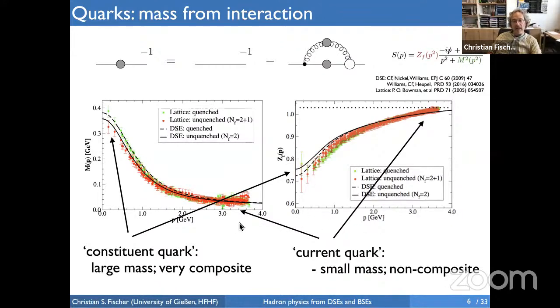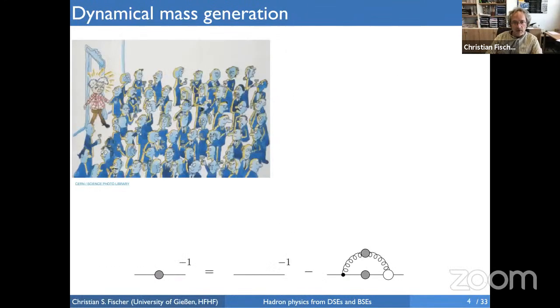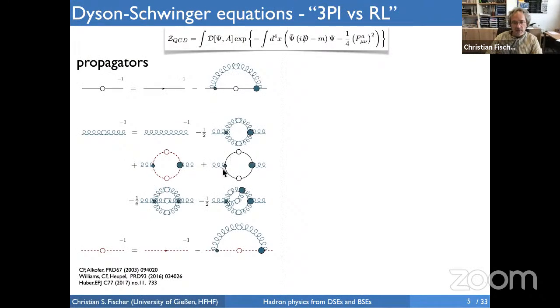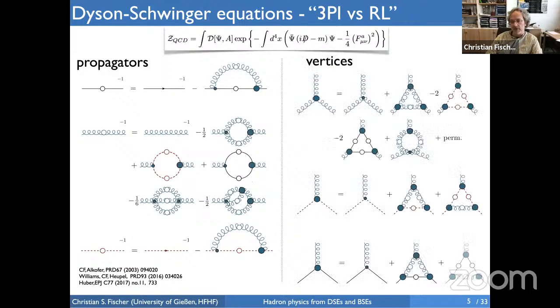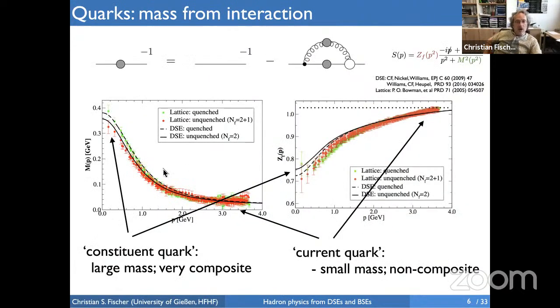And I compare lattice calculations of these quantities with results from Dyson-Schwinger equations in two frameworks, which are called quenched and unquenched. Quenched means that these type of contributions, closed quark loops, are neglected. And one can do so on the lattice, and one can also do so in Dyson-Schwinger. And unquenched means that they are included. And what you see is that generally the lattice and the Dyson-Schwinger results, first of all, agree with each other.